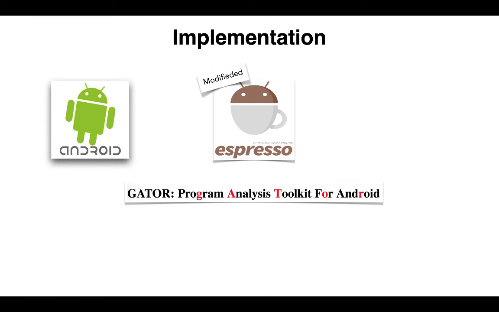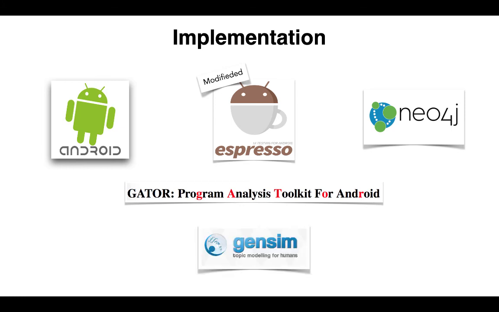For our static analysis, we leverage Gator, a static analysis tool that creates a model of the GUI-related behavior of an Android app. We also use Neo4j, a graph database management system, to interact with the static model. And to generate our word-to-vec model, we use GenSim, an open-source vector space and topic modeling toolkit implemented in Python.